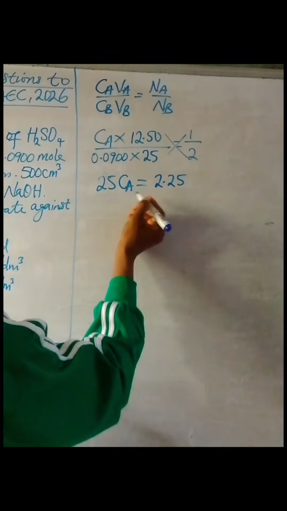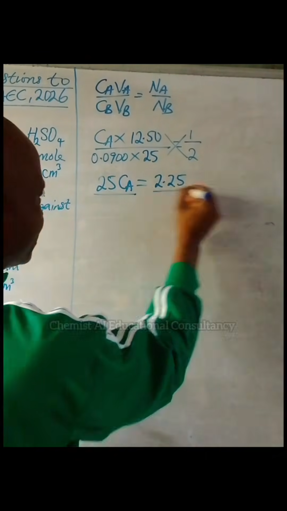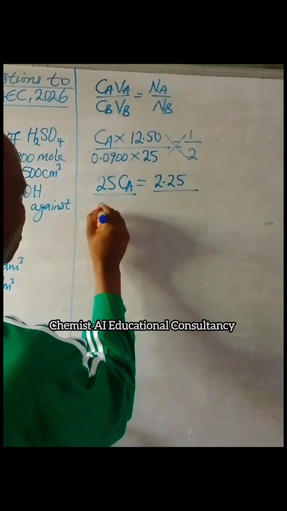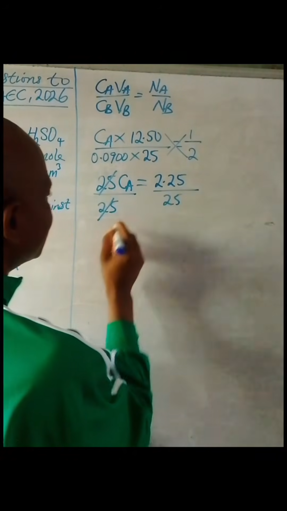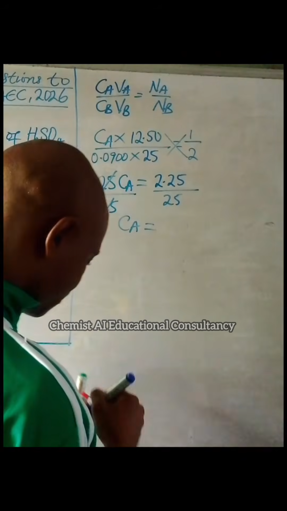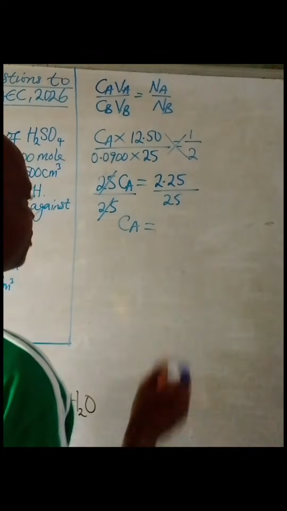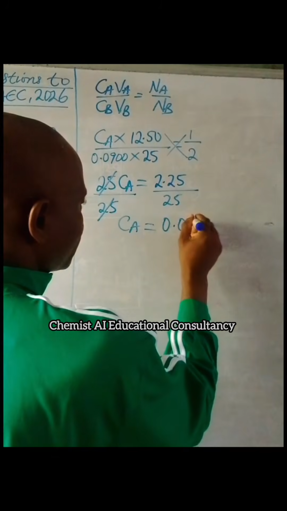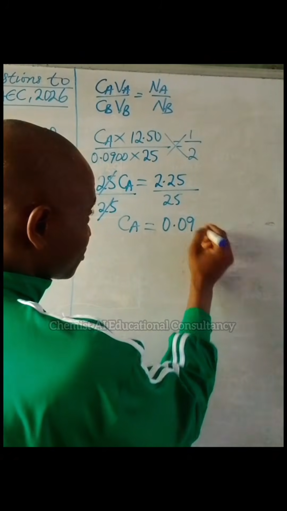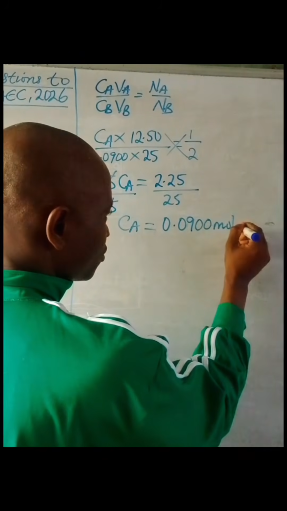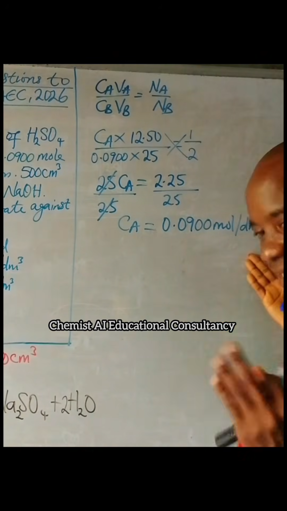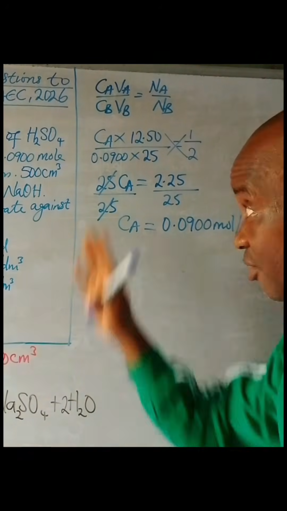2.25. Then you make CA the subject by dividing both sides by the coefficient of CA, which is 25. And CA is going to give you 2.25 divided by 25. You are going to get 0.09. To three significant figures, 0.0900 mole per dm cube. So this is the CA, concentration of the acid, according to this question.